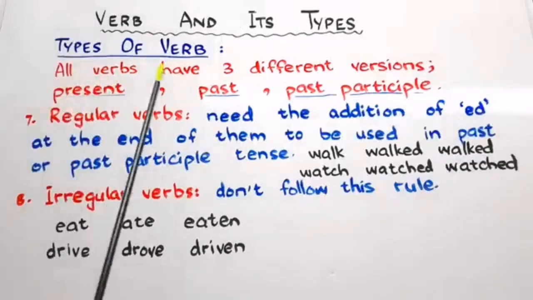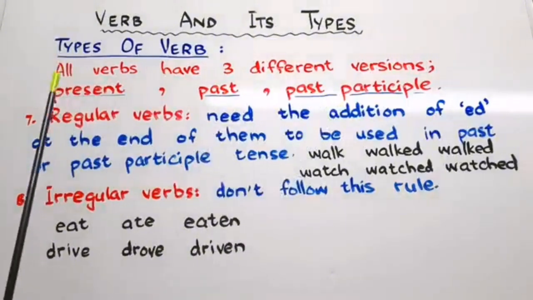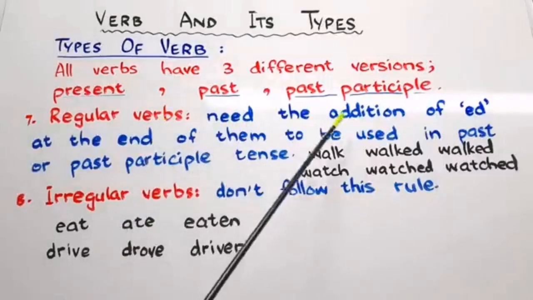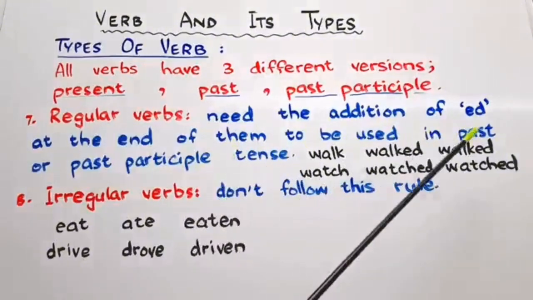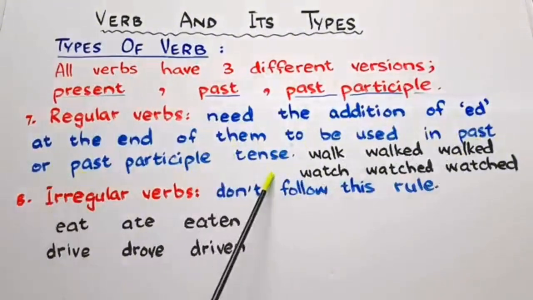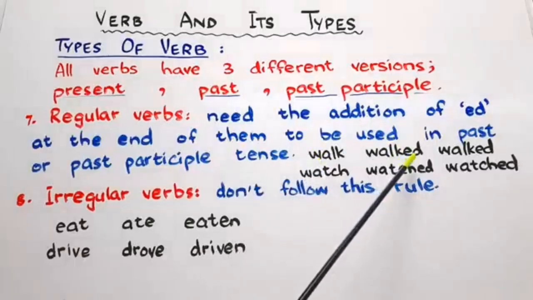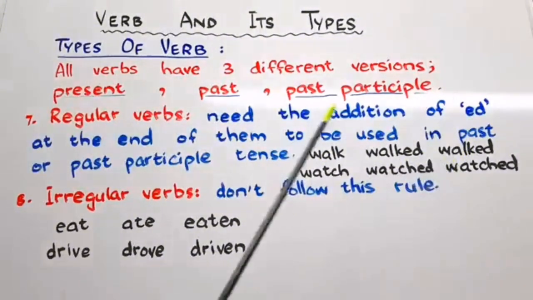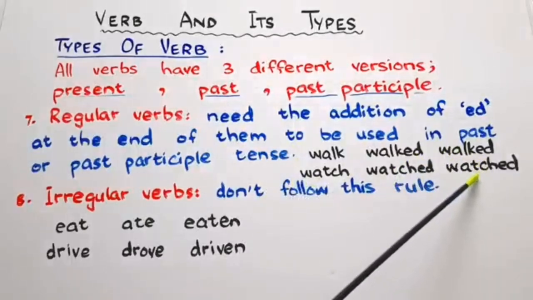As we all know that all verbs have three different versions: present, past and past participle. So the 7th and 8th category depend on this. At number 7 we have regular verbs. Regular verbs need the addition of ed at the end of them to be used in past or past participle tense. Like the first form of verb or the present form is walk. The past is walked with ed and the past participle is also walked with ed. The verb is watch. The past form is watched and the past participle is also watched.